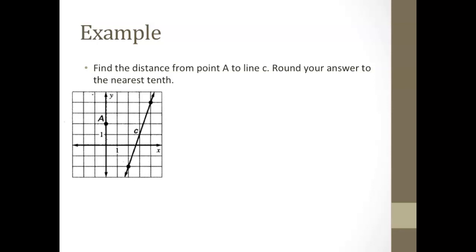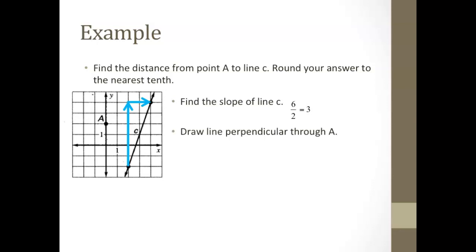So to find the slope of line C, I'm going to go ahead and use rise over run. So it looks like we are going to go up 6, and then over to the right 2. So 6 over 2 is equal to 3. So the slope of this line is 3. Now if we're trying to find the line that's perpendicular to line C, we're going to need to find the opposite reciprocal. So the opposite reciprocal of 3 is -1/3.